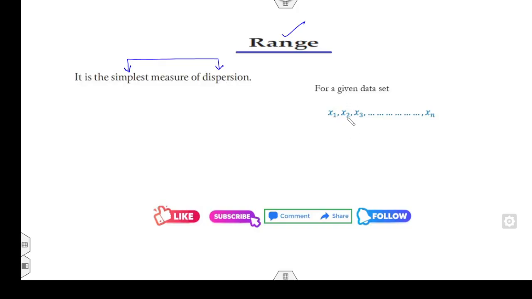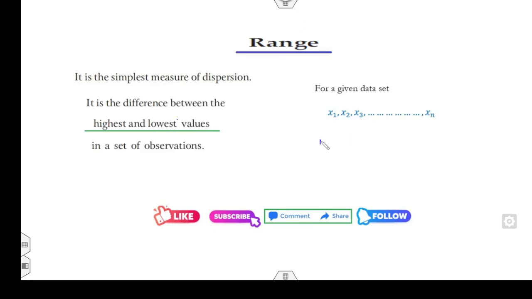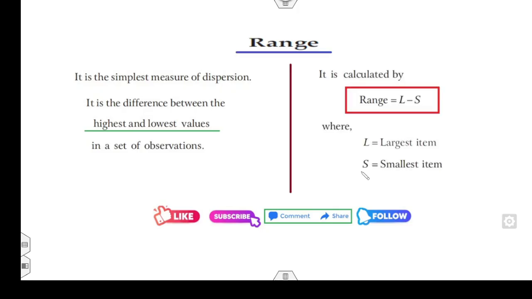If I consider the data set x1, x2, x3 up to xn, find the highest element and find the smallest element. Assume the largest element is L, while the smallest element is S. Then the range is defined as the difference between the highest element and the lowest element. That means you can define the range as L minus S, where L is the largest item and S is the smallest item among the given set of observations.